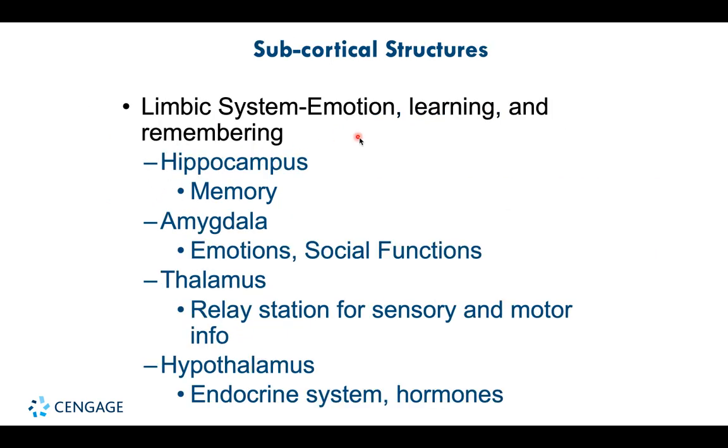The limbic system is made up mainly of the hippocampus, which is an incredibly important center for memory in the brain. The amygdala, which helps govern emotions and thus many of your social functions. The thalamus, which acts as sort of a relay station for sensory and motor information. And then the hypothalamus, which helps govern your endocrine system, basically your hormonal systems.